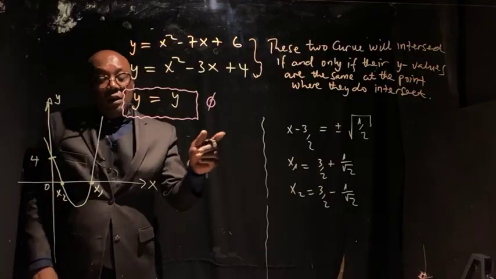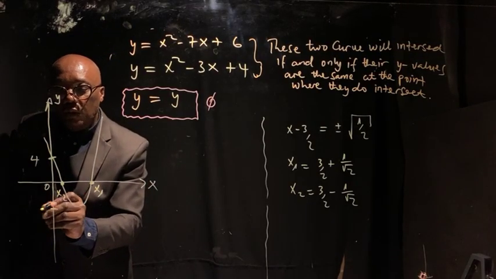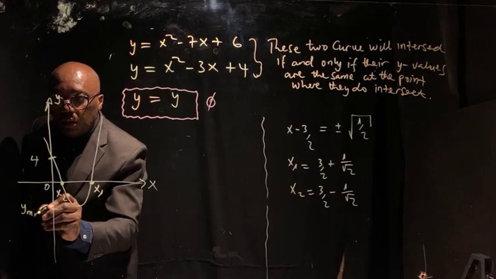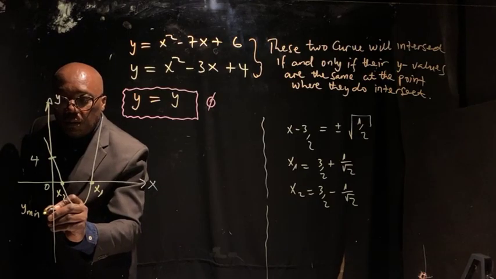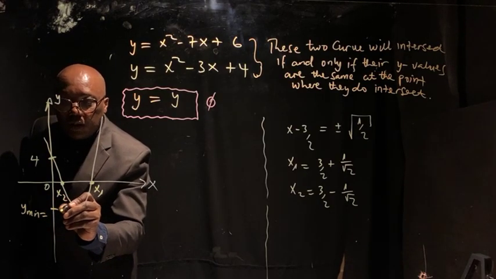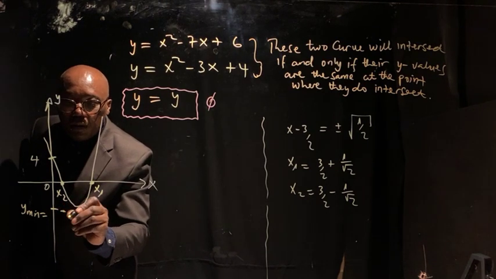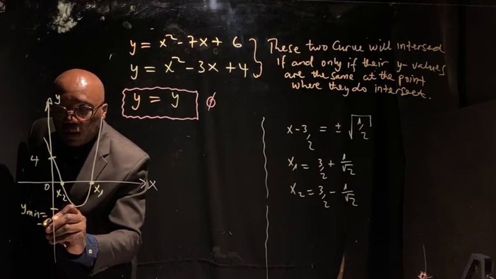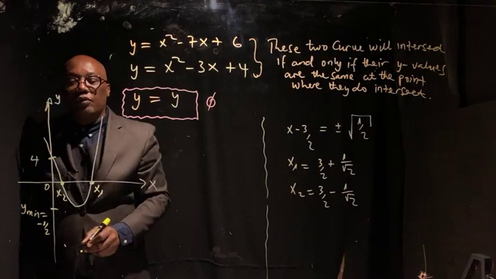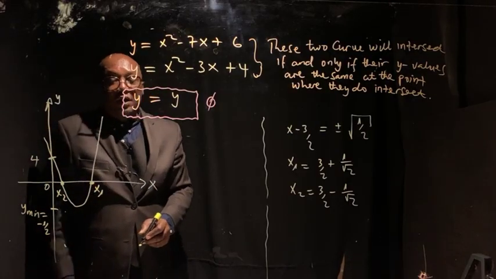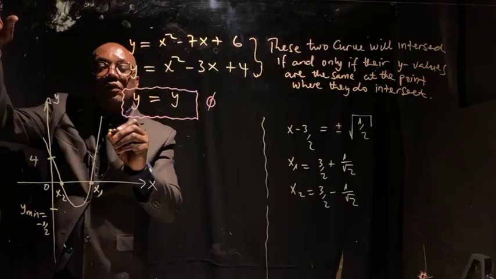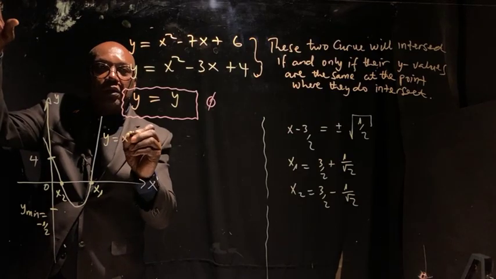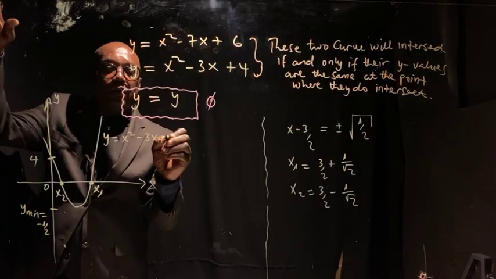Previously, we found that the y minimum, which is this one, is minus half. That's the y minimum. Very good. Now, this graph is y equals x squared minus 3x plus 4.